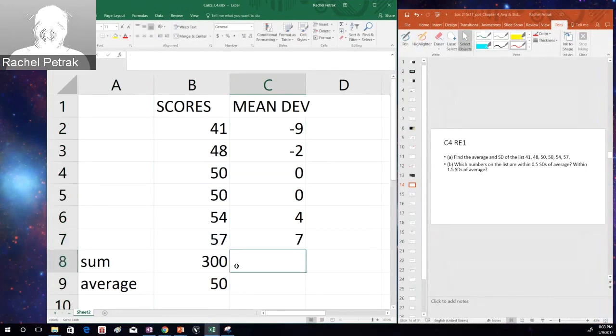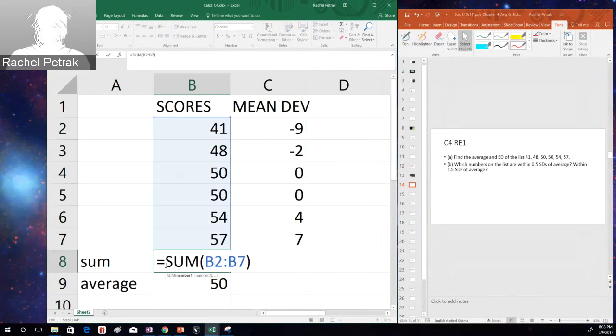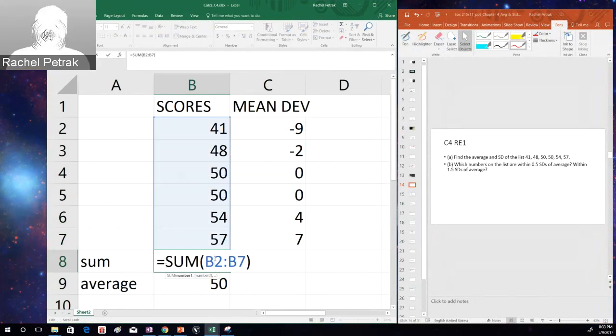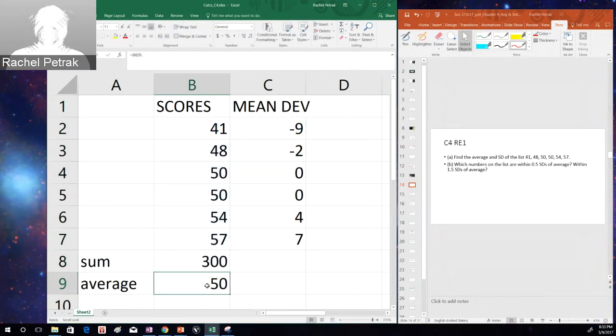formulas to go through. So in sum, we first got our sum here, just using this sum, and then our range of scores. We use that number to get our average, where we've got the sum divided by the n, which we just counted.